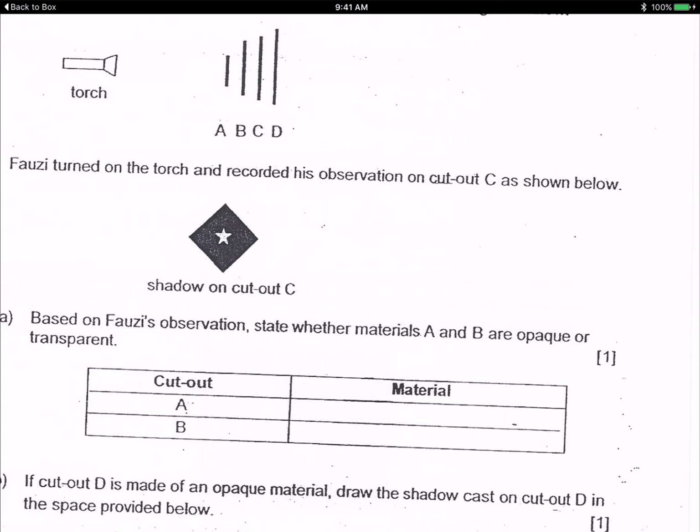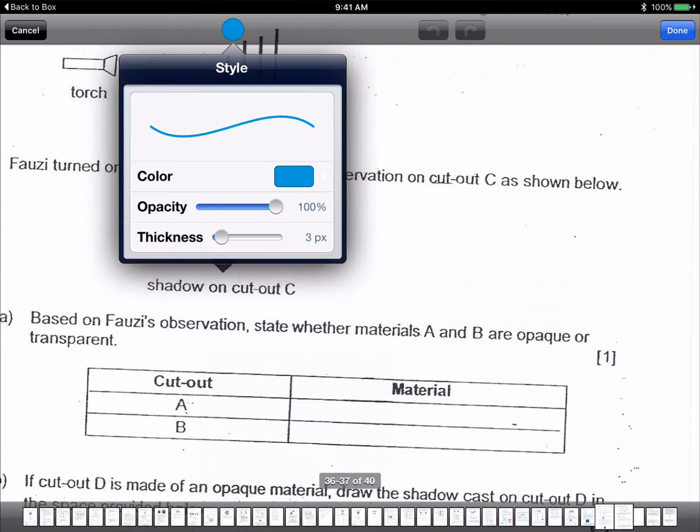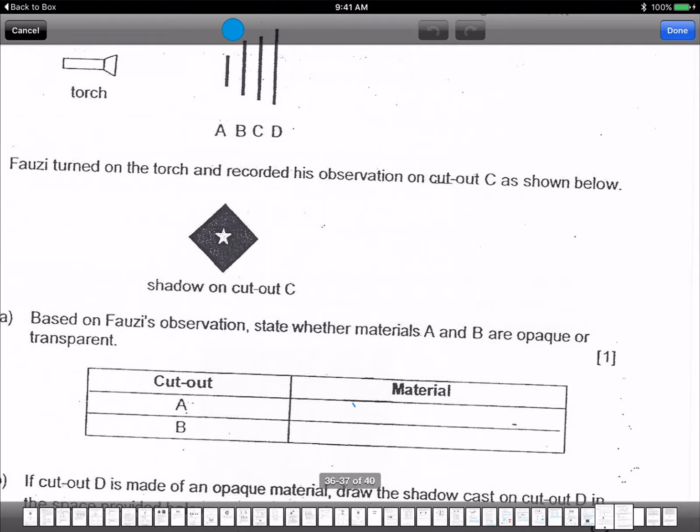Okay, you have A and B. A should be... What should A be? A is... Yeah, A is opaque. Okay, and B has got to be translucent, not transparent. So A is opaque. Okay, so you just fill in opaque and transparent.